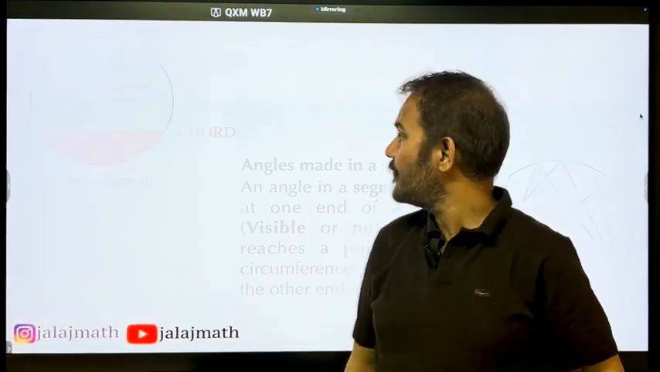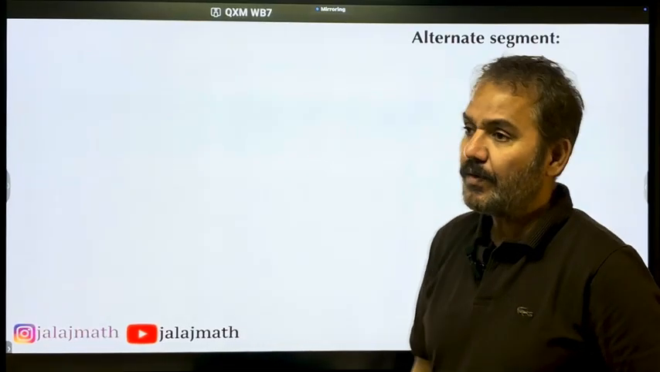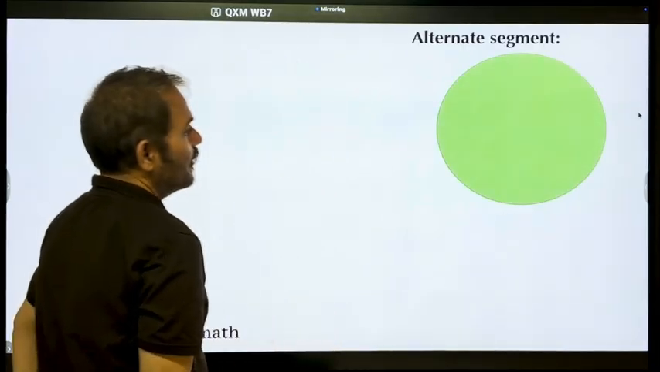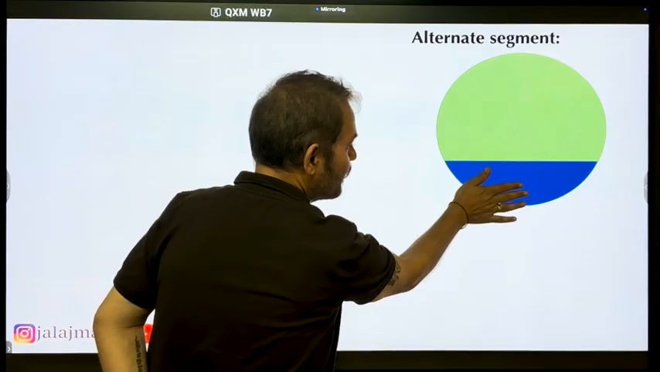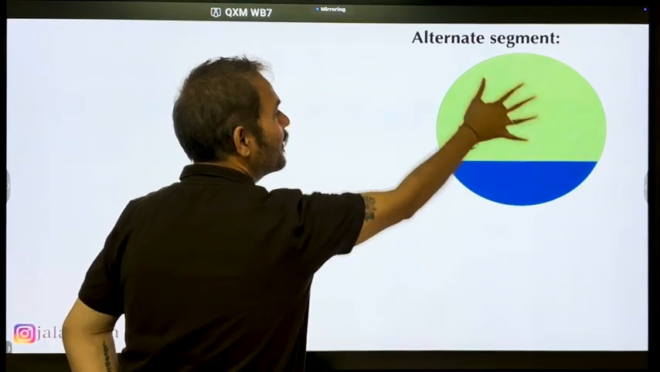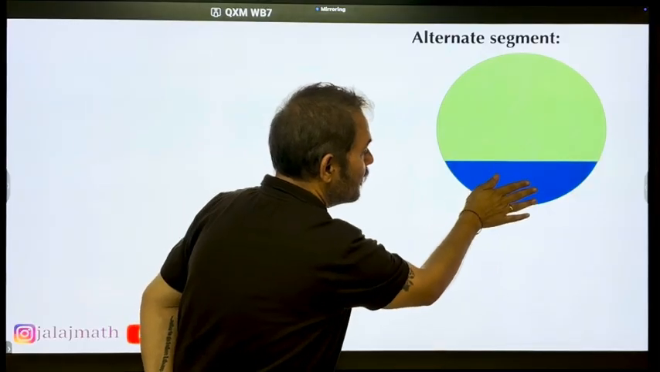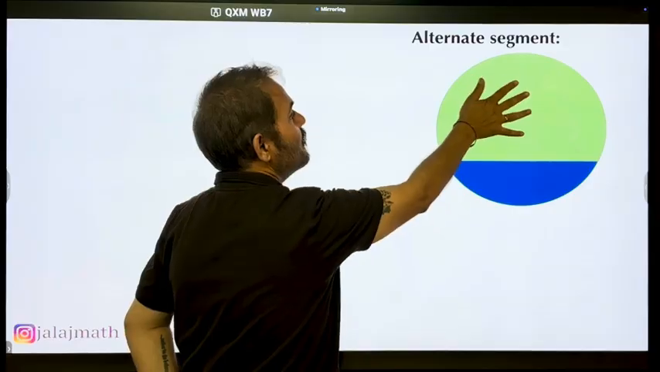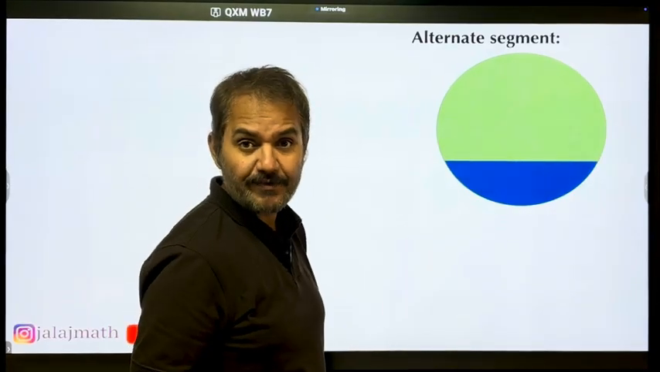Also, if you recall, alternate segment. What is an alternate segment? Let's say this is your circle, and here is your segment. If you are working in this segment, then the other segment is called alternate segment. So if you are working in the lower segment, the upper segment is called alternate segment, and if you are working in upper segment, the lower segment will be your alternate segment.